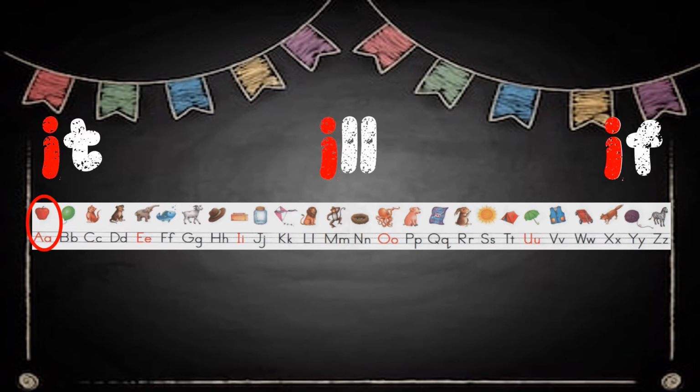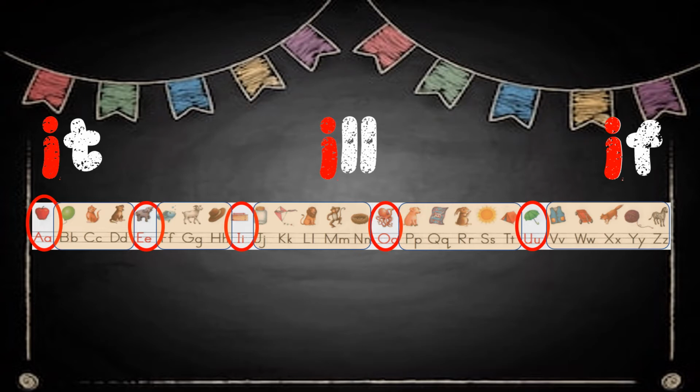Let's take a look at our handwriting strips. Is the letter I a vowel or a consonant? The letter I is a vowel. And remember, like we said before, vowels make at least two sounds.